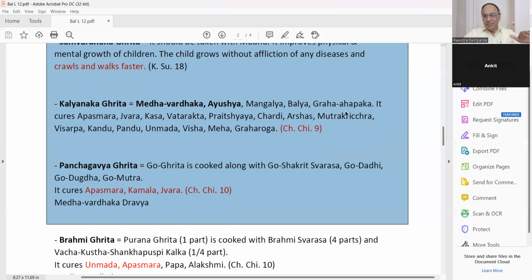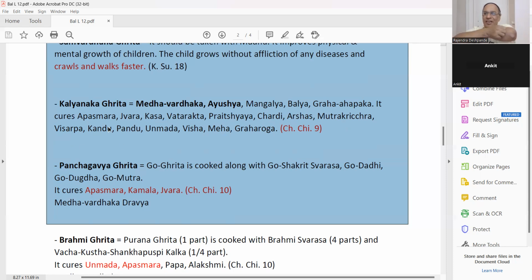Graha, ahapaka. That means Graha is an infectious bacteria, viruses, fungi, microorganisms that will be prevented. It cures the apasmara, epileptic fits, jvara, fever, kas, cough, vata rakta, which can be compared with two diseases, gout, number 1, and rheumatoid arthritis, RA. Pratishaya, running from the nose, chardi, vomiting, arsha, piles or hemorrhoids, mutra krichra, that is dysuria, painful micturition because of the urinary tract infection.